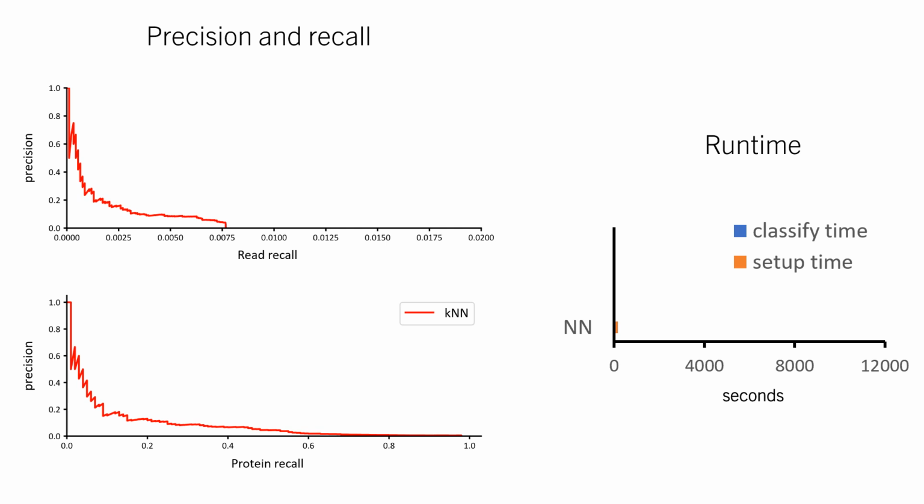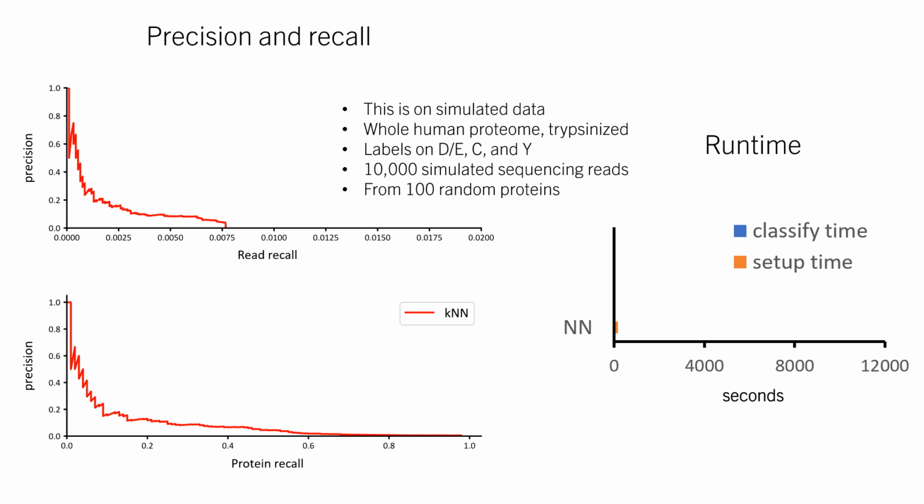When we do this, we can get precision and recall curves. If you haven't seen a precision and recall curve before, just know that more area under the curve is better, so that's our goal. And then we can also measure the runtime. Here this is about a minute. So this is read recall, and then we've done some really basic protein inference to give a protein recall down here on the data set that we're using. This is simulated data. The whole human proteome has been trypsinized. We've selected 100 proteins randomly and labeled 3 colors of fluorophore and simulated 10,000 sequencing reads.